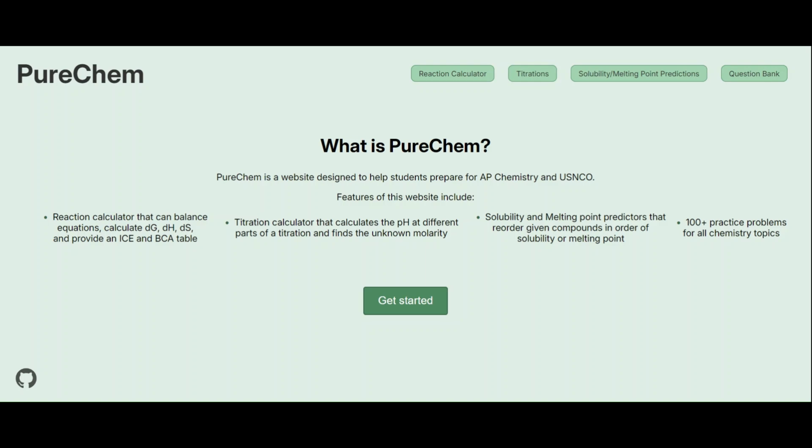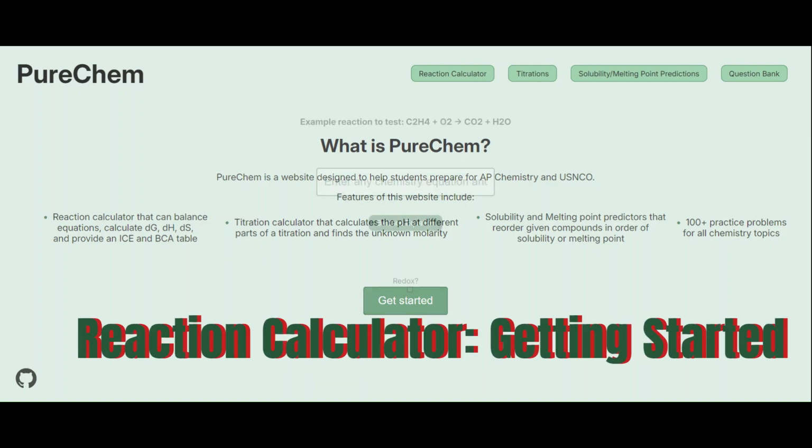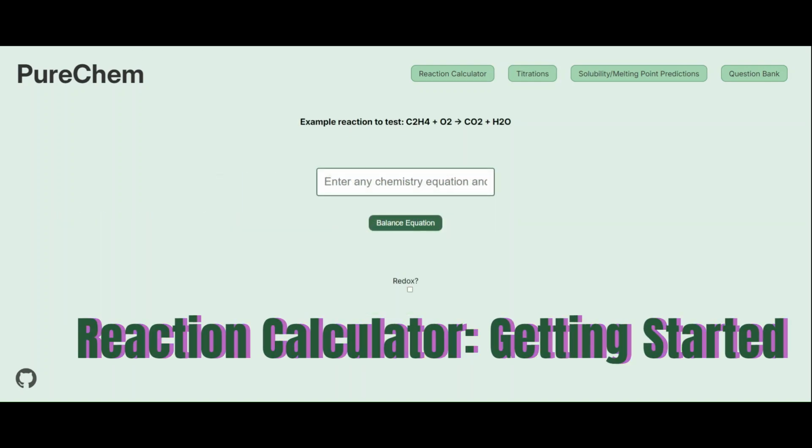This website has four sections: a reaction calculator, titrations, solubility and melting point predictions, and a question bank. Let's get started with the reaction calculator. To use this calculator, you simply input the chemical reaction that you would like to analyze.